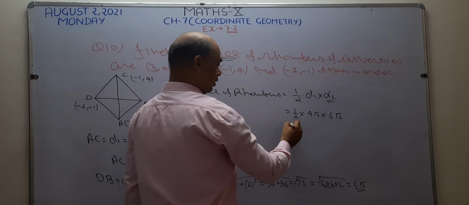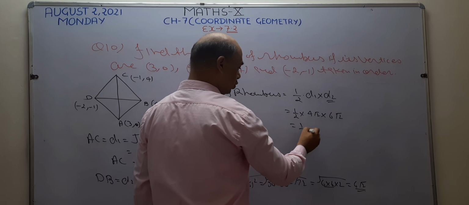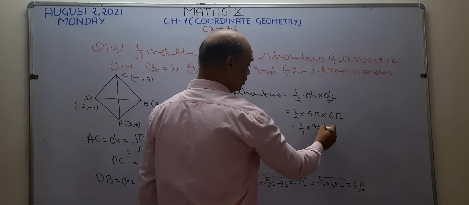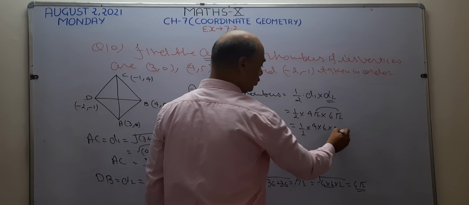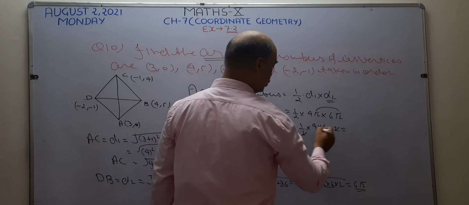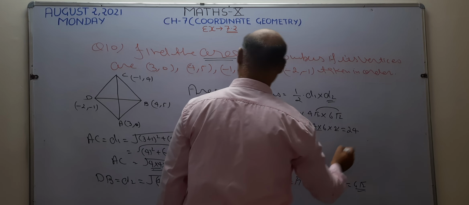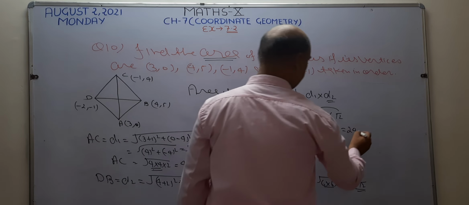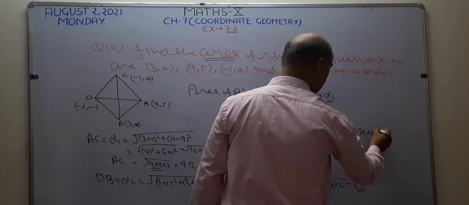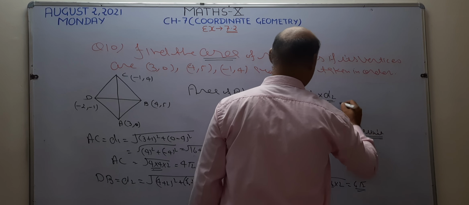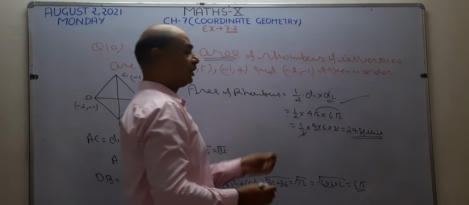Now see, 1 by 2 is going to remain the same, 4 is going to remain the same, 6 is going to remain the same, root 2 into root 2 becomes 2. Now 2 is cancelled with 2, so 6 4s are 24 square units. 24 square units is the area of this rhombus.